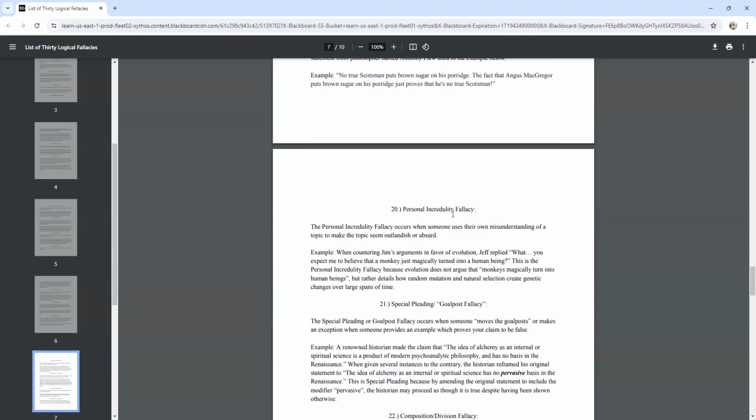Number 20, personal incredulity fallacy. The personal incredulity fallacy occurs when someone uses their own misunderstanding of a topic to make the topic seem outlandish or absurd. Example, when countering Jim's arguments in favor of evolution, Jeff replied, what? Do you expect me to believe that a monkey just magically turned into a human being? This is the personal incredulity fallacy because evolution does not argue that monkeys magically turn into human beings, but rather details how random mutation and natural selection create genetic changes over large spans of time.